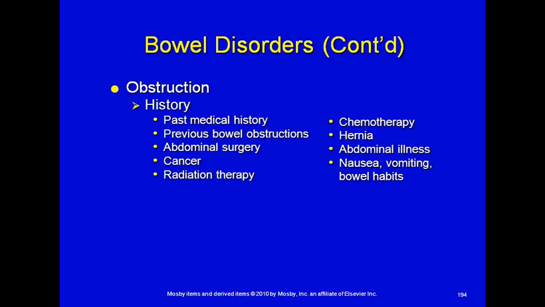Get a good past medical history. Ask them if they've had any other previous bowel obstructions. Have they had any abdominal surgery or cancers or radiation therapy lately? Any chemotherapy? Examine the abdomen for the presence of a hernia. Do they have any abdominal illness? Do they have any nausea or vomiting? And what are their bowel habits? Are they able to have a bowel movement regularly, or do they get constipated at times, or do they normally have 5 or 6 loose stools a day?